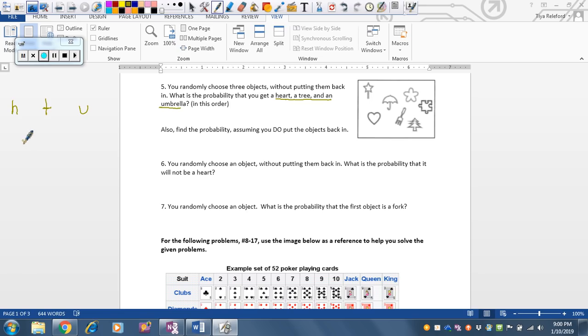So what's the probability of getting a heart? Now, how many hearts are there? 1 out of how many? 2, 3, 4, 5, 6, 7. So the probability of getting a heart is 1 out of 7. Now, do I put the heart back in? No, so the heart's not there anymore. Next, I want a tree. What's the probability of getting a tree? One tree out of how many? Oh, are there still 7? I already took the heart out. 1, 2, 3, 4, 5, 6. Now the tree's gone.